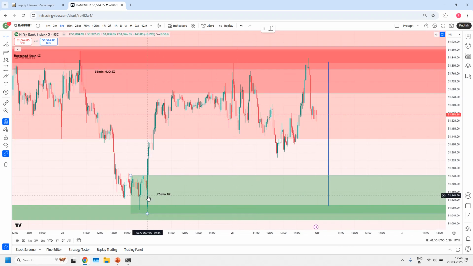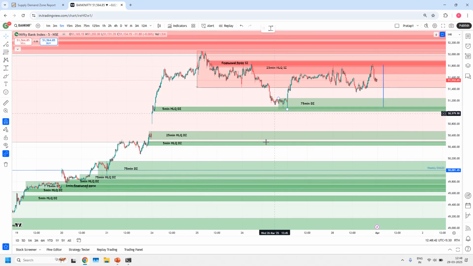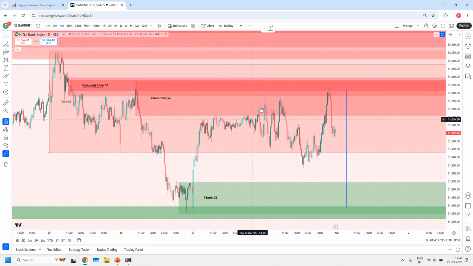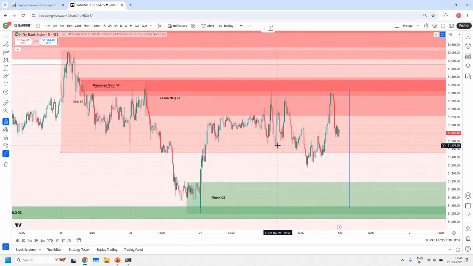See what happened on Thursday 27th, 9:15. It picked up the orders from this 5 minutes high liquidity zone. And then it reached this fine-tuned 5 minutes high liquidity supply zone. When? On Friday 9:15. See the movement. This is on Thursday, right? Thursday itself, see it gave a very good move. Okay. So this is how we should understand the situation.